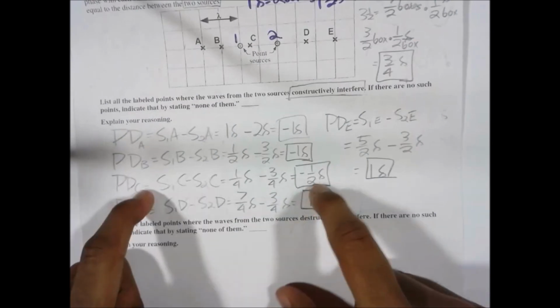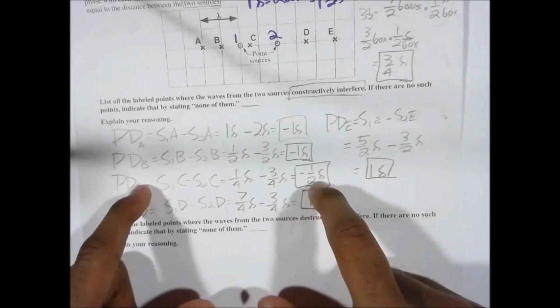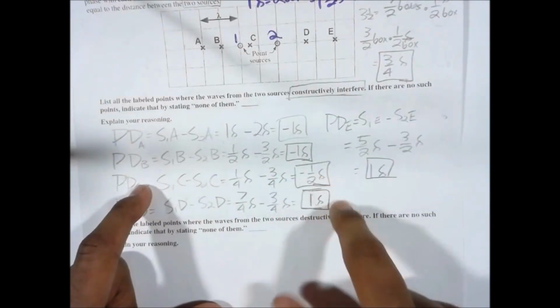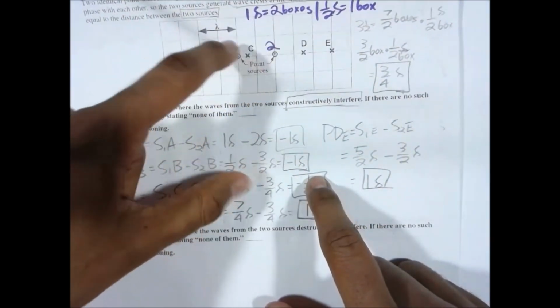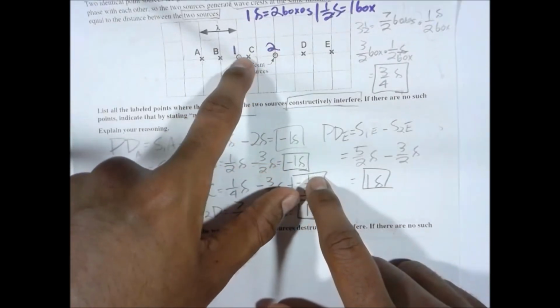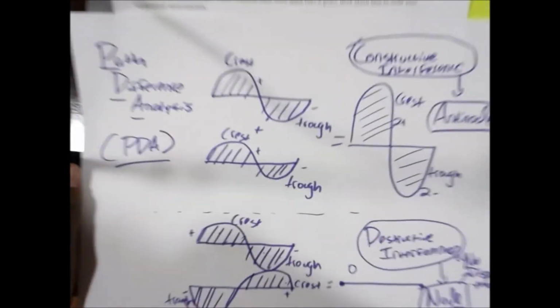Okay. Now at point C, the waves are occurring half a wavelength apart. So they're arriving from both these point sources, 1 and 2, at point C, exactly half a wavelength apart. Now let's go back to our path difference analysis, and see what that even means.